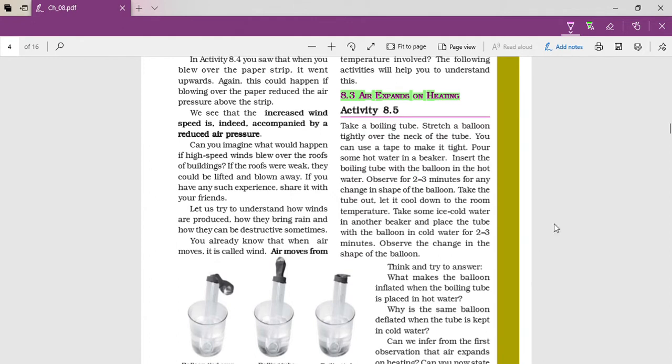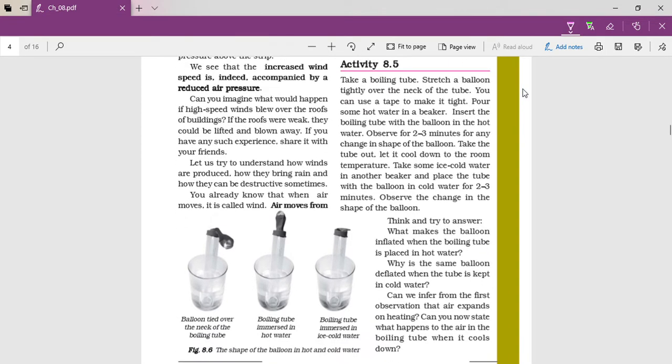Take the tube out, let it cool down to room temperature. Take some ice cold water in another beaker and place the tube with the balloon in cold water for 2 to 3 minutes. So now observe the change in the shape of the balloon. So we can say that air expands on heating and contracts on cooling.